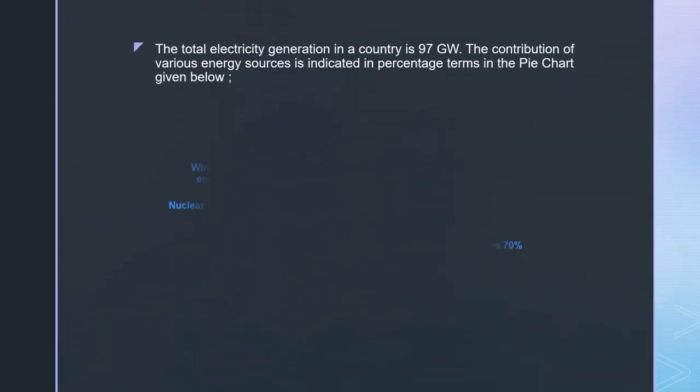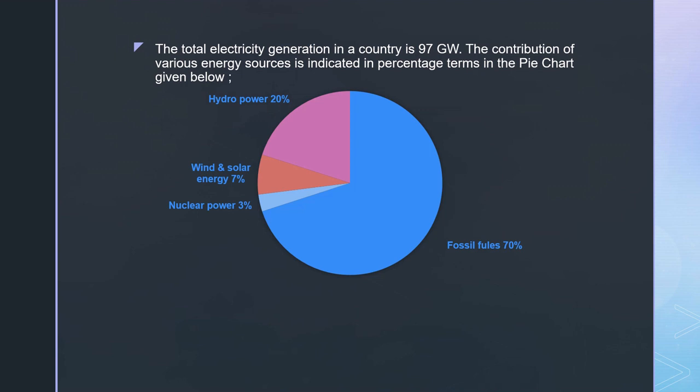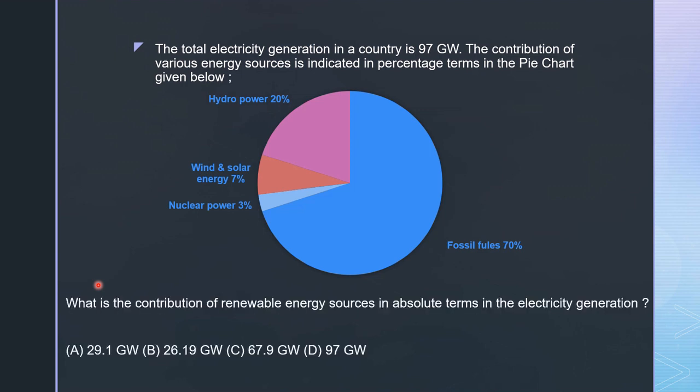The next question: the total electricity generation in a country is 97 gigawatt. The contribution of various energy sources is indicated in percentage terms in the pie chart given below. And the question is, what is the contribution of renewable energy sources in absolute terms in the electricity generation? Renewable energy sources means this is hydropower, this is wind and solar energy power, this is nuclear power, and this is fossil fuel. So which one is the renewable energy source? This fossil fuel is the renewable energy source.